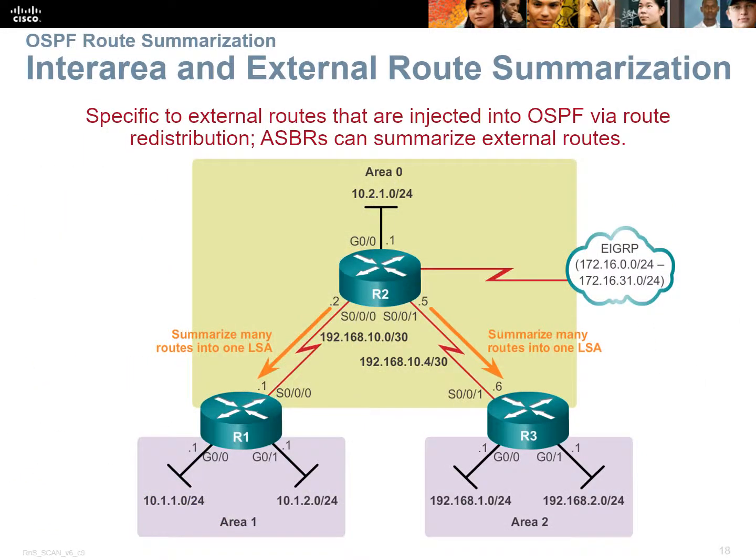External routes are summarized exactly the same way. In this example, we've got EIGRP, and we've got 32 networks that we have summarized. So we set up a summarize, and we inject that into the ASBR as a single summary. So now router 2 sees all those networks, but router 1 and router 3 only see a single E2 summary of all of those networks. Remember, the goal of routing is to have our route table as small as possible. A small route table is a happy router.